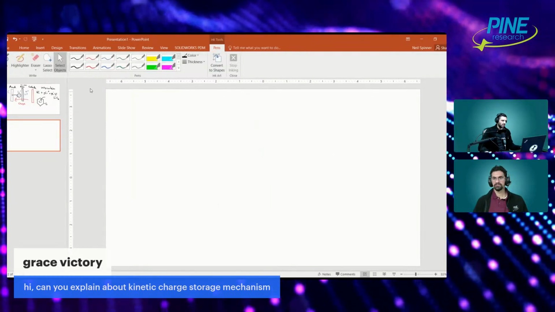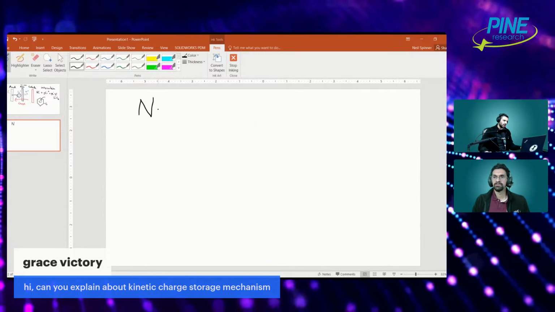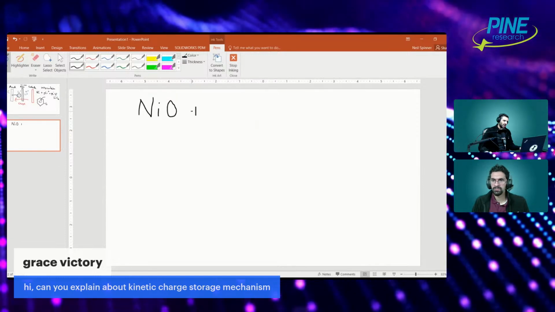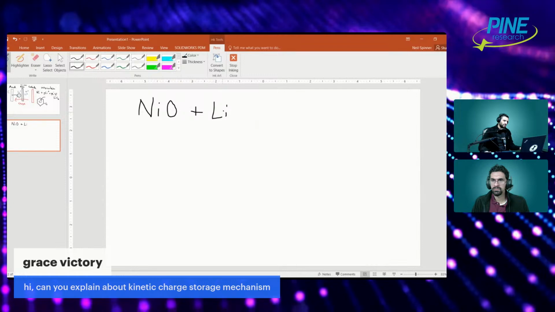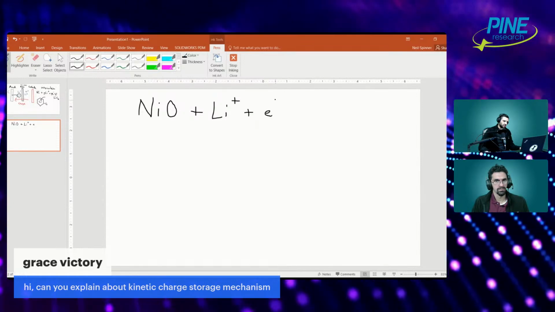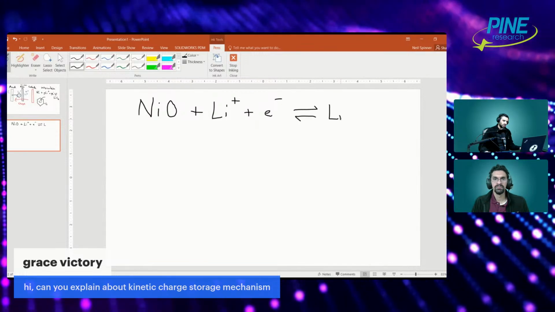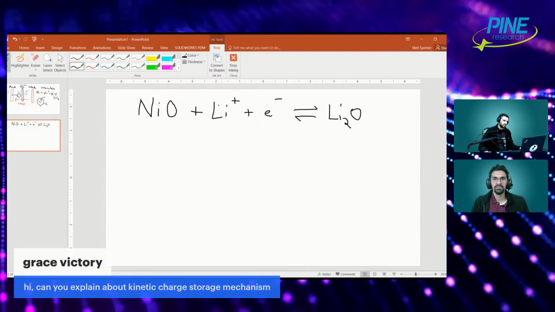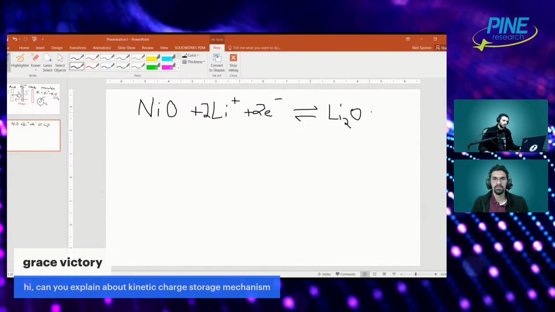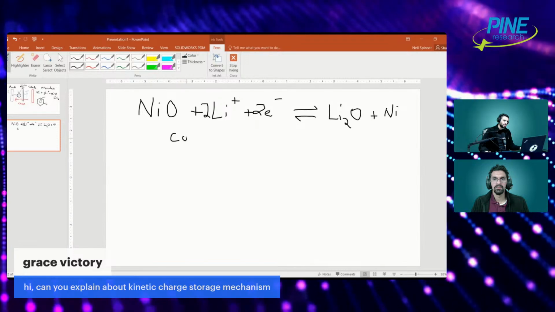The other two are alloying and conversion. Conversion is just a chemical reaction. So something like nickel oxide, for instance, works as an anode material as well. And the reaction for nickel oxide, I'm going to have to figure out the stoichiometry in a second here. It might be 2. I've got to write it and then I'll figure it out. There's Li2O, so I think there's 2 Li, 2 electrons plus nickel. So we call this a conversion reaction.